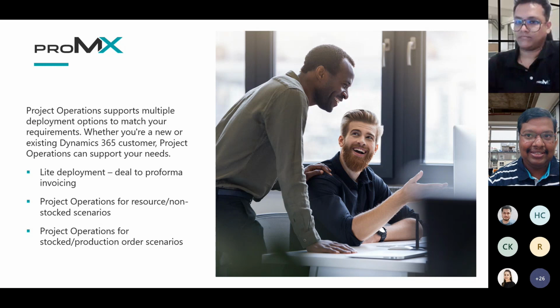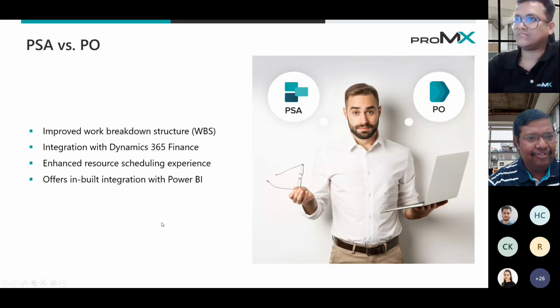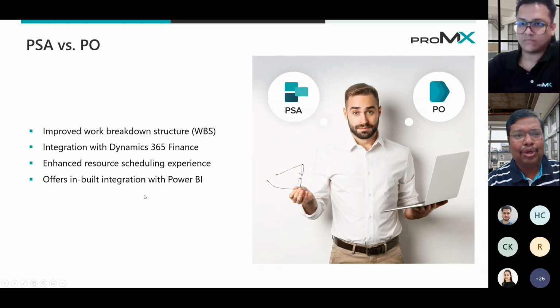If your customer is in PSA, we will look at how they can migrate into PO, or they can extend back to the light deployment, as well as the middle one with the project operations stack. All right. With that, let's go to the next slide just to understand the benefits of PO. Or what is the difference from PSA? Why would a customer want to migrate to Project Operations?